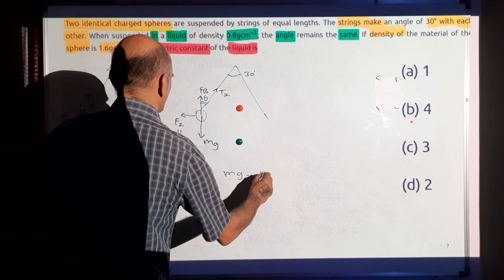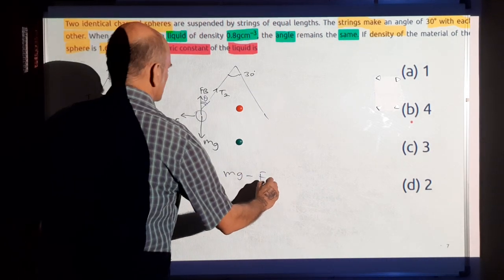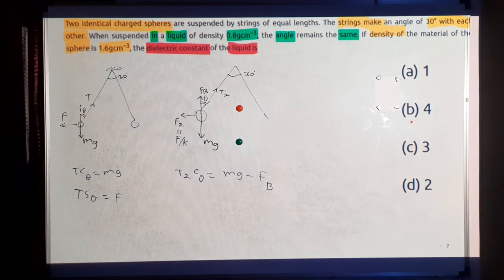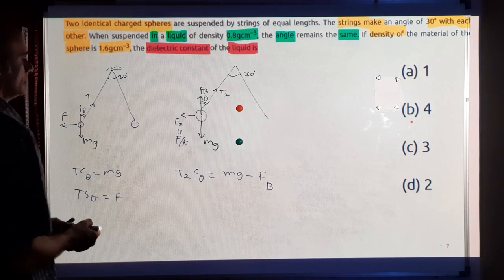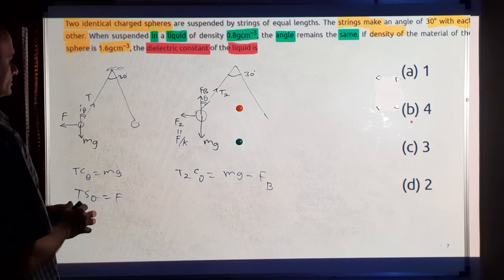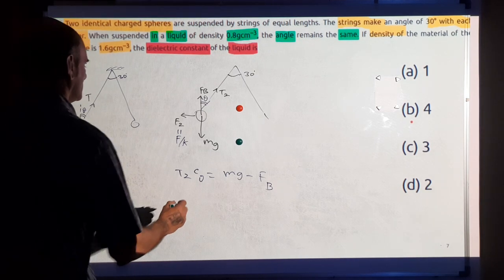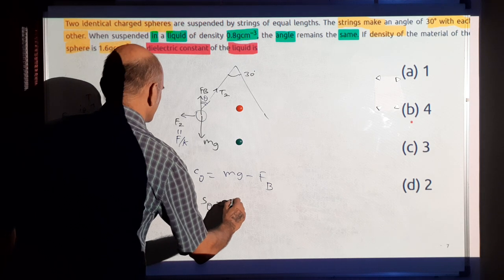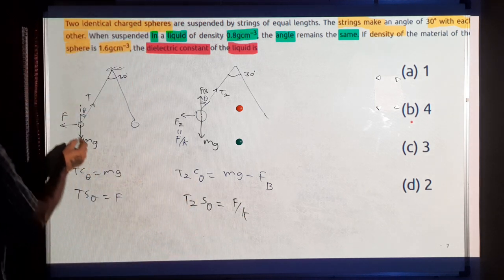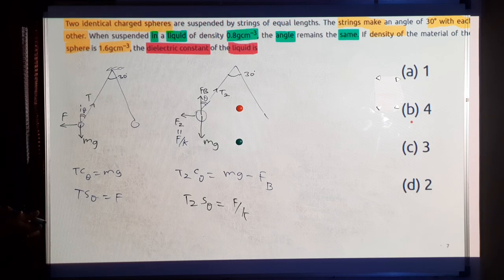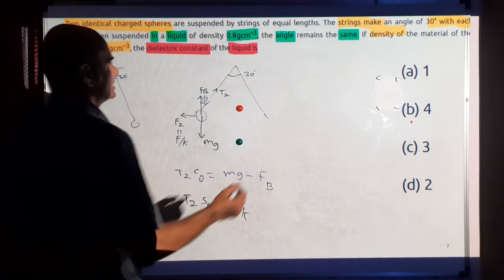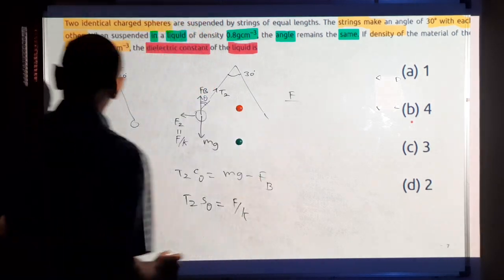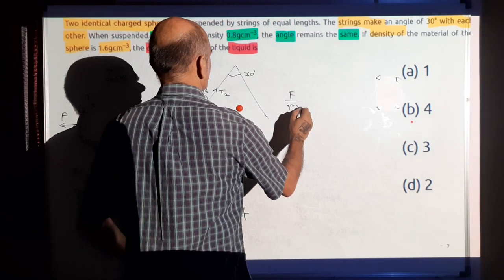the buoyancy force will reduce the effective weight. And in the horizontal direction, T2 sin theta equal to F by K, where F is the force of repulsion in the first case. So from this, if I divide these two, I'll get tan theta as F by mg in the first case.